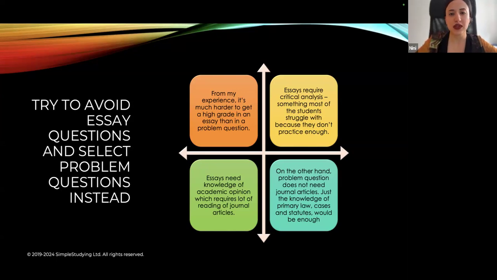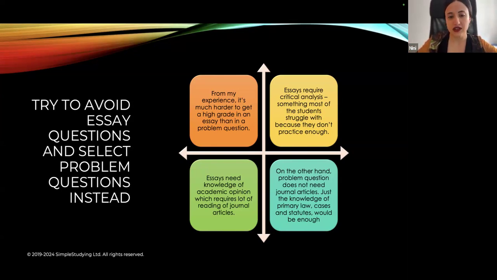So that's why it's really, really hard to answer essay questions on exams, unless you have past exam papers of at least like 3 years and you see a pattern of the same essay question coming up every year. And maybe in that case, you could prepare an answer for that essay question. But generally, like 99% of the times, I advise my students to avoid essay questions and focus on problem questions.